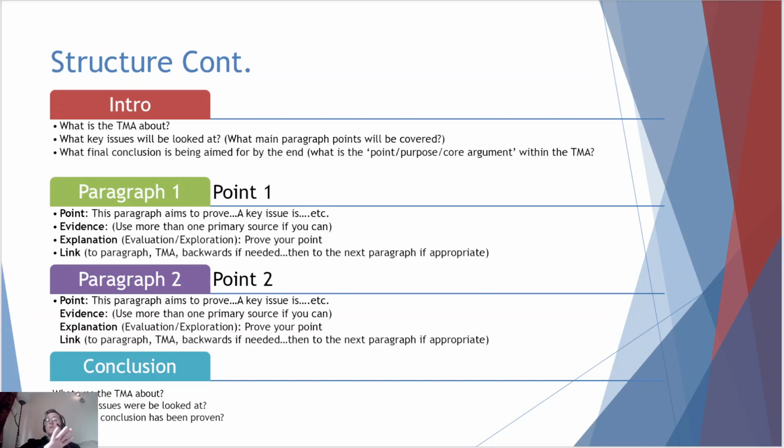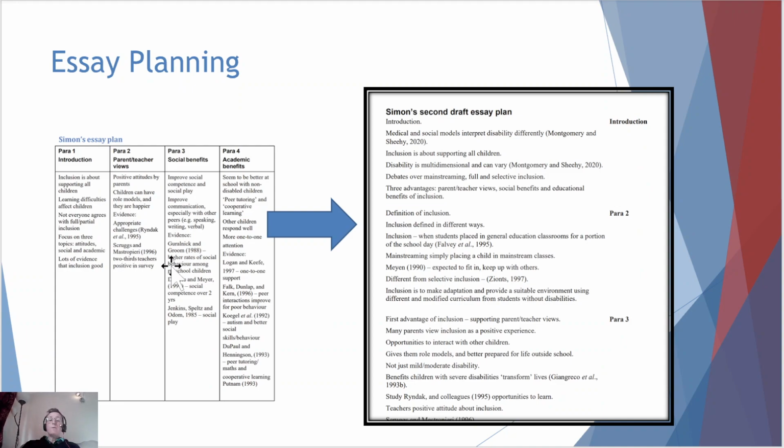However, everybody will do things differently. So your plan might look a bit like this, where you literally fill in the PEEL 5 times, one for each paragraph point. Or you might find it easier to use a table where you put in the information you need for each of your paragraphs into a table.